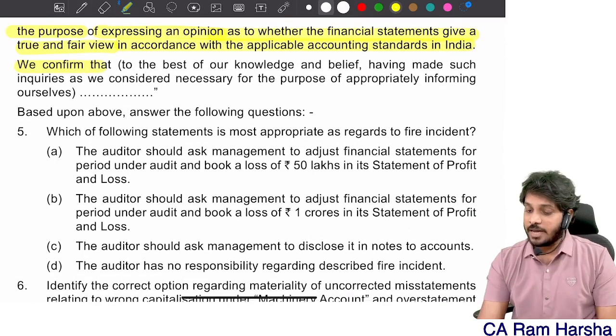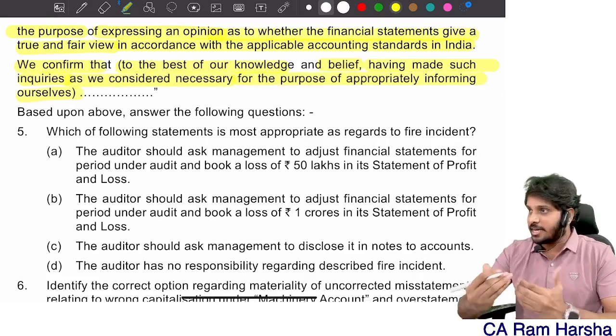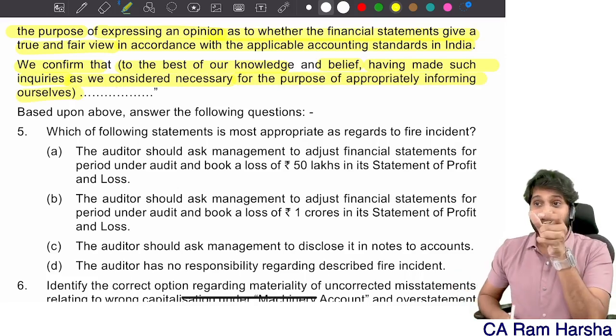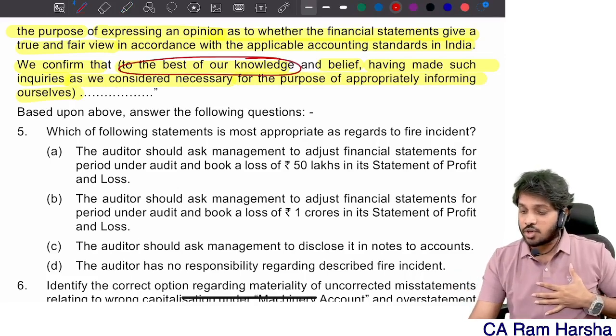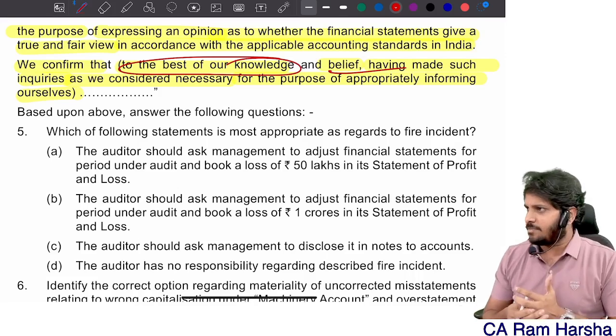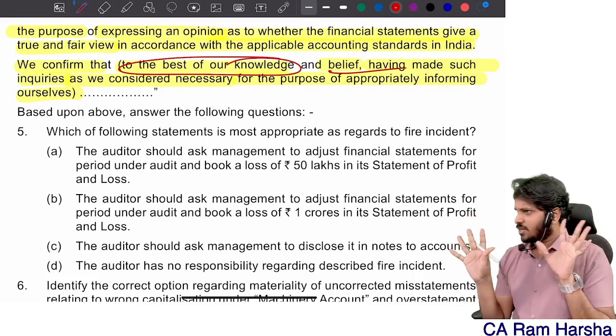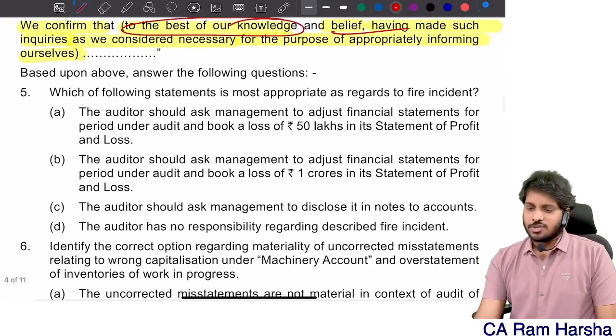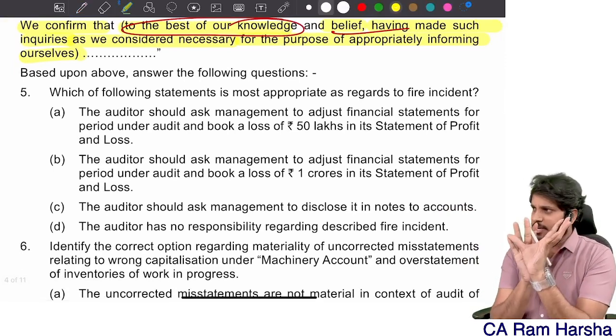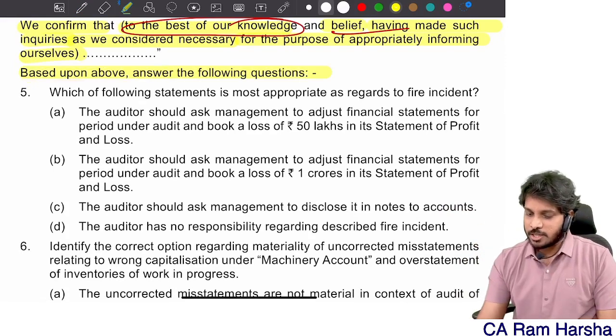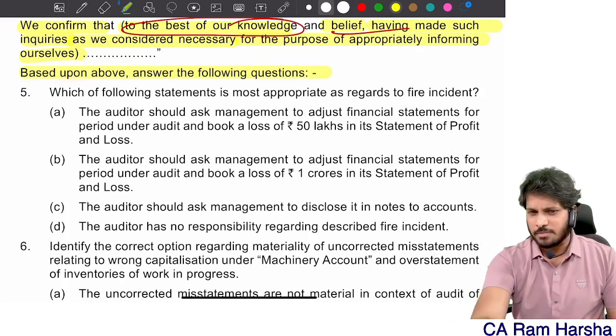We confirm that to the best of our knowledge and belief, having made such inquiries as we consider necessary for the purpose of appropriately informing ourselves. The written representation started with a qualifying language called to the best of our knowledge and belief. Auditor can accept it. No problem. So this is the case study. Understood? Got grip on the case? Now look at the questions. Based on the above, answer the following questions.